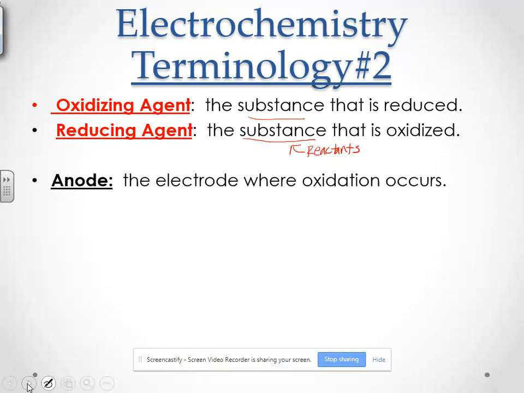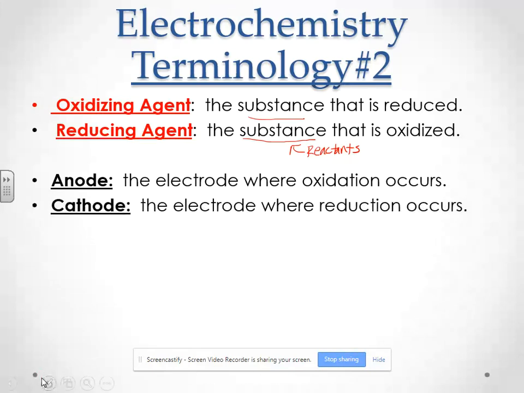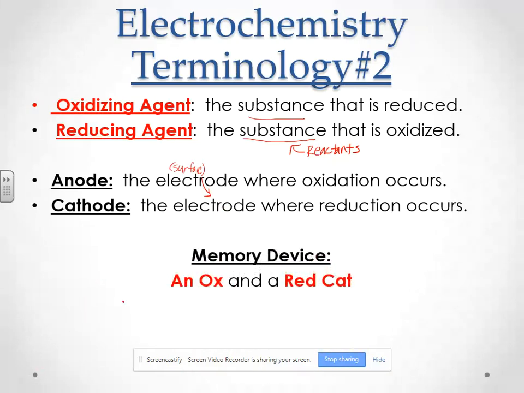A couple more definitions are anode and cathode. The anode in your electrochemical cell is the electrode, which is going to be like a metal surface. It's the electrode or the metal surface where oxidation is occurring. The cathode is the metal surface where reduction is occurring. The anode and cathode are in separate half cells.